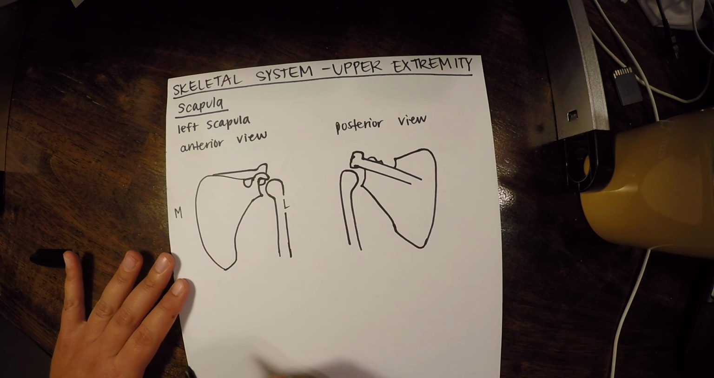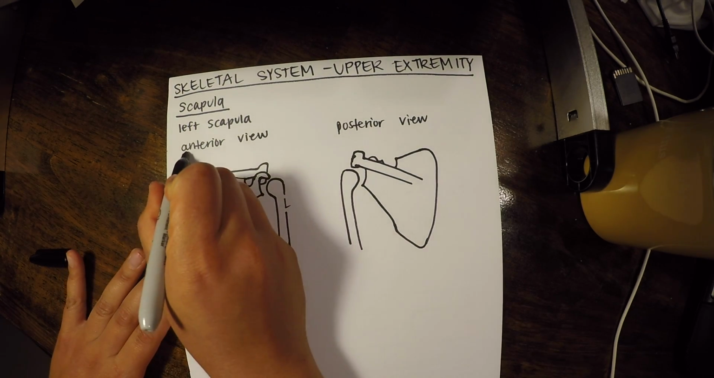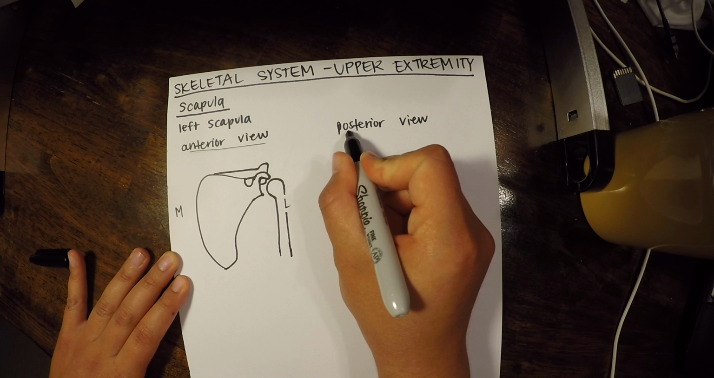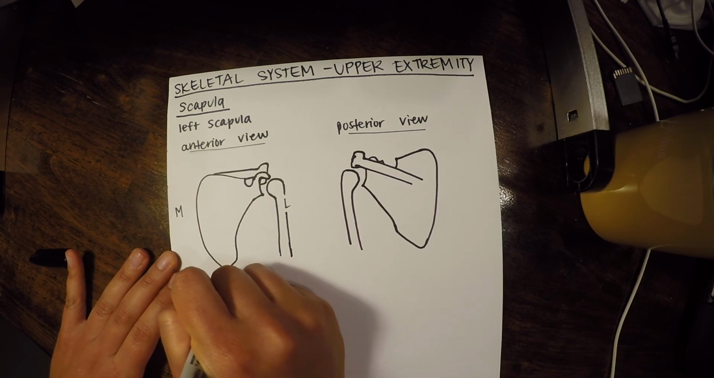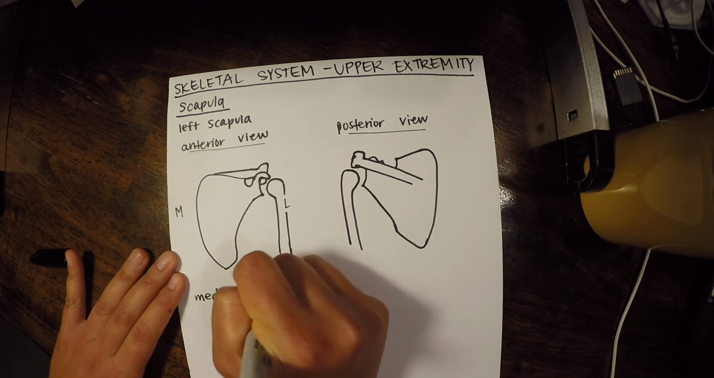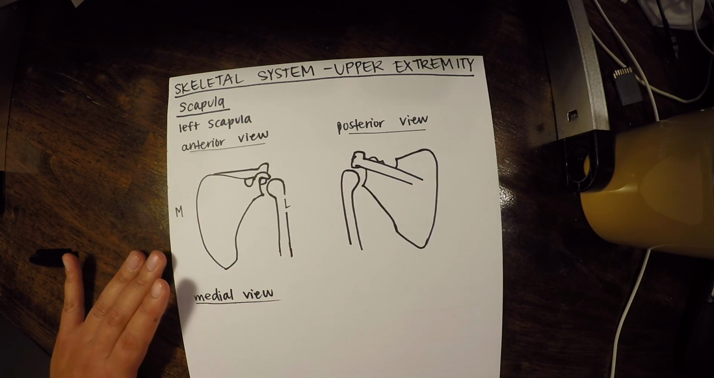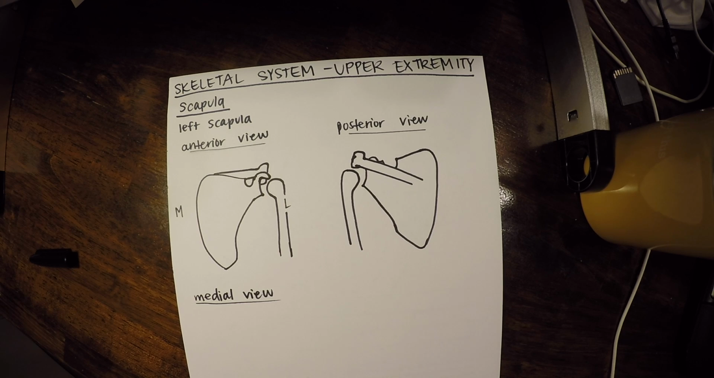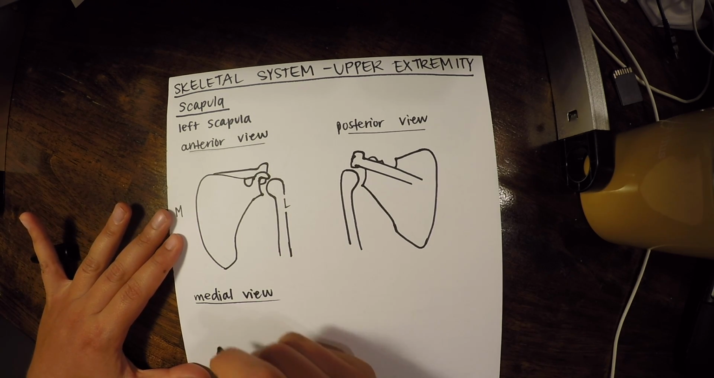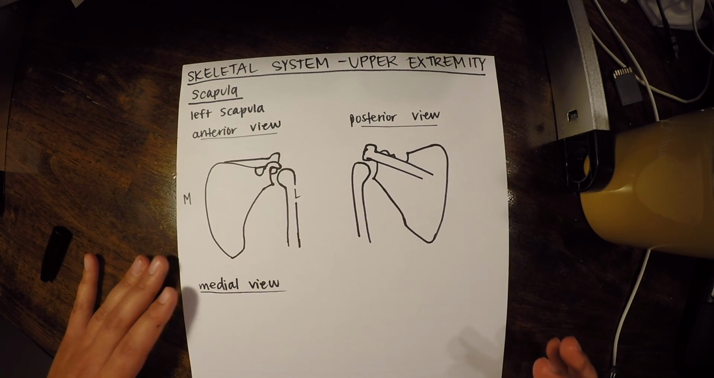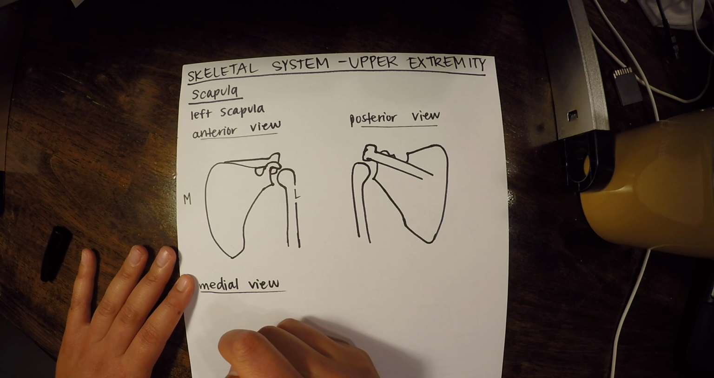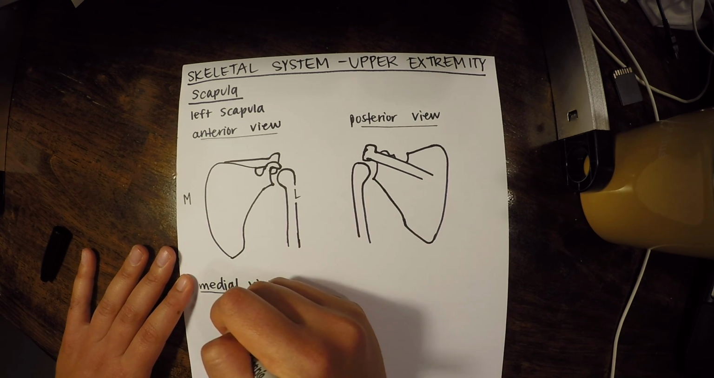I'm going to do a medial view. So we have anterior view, posterior view, and now medial view. And this means we're looking at the medial part of the scapula. Your scapula is actually really thin, so make sure you're looking at the models as you're going over this, because we're going to look at it as a super thin structure from the side.